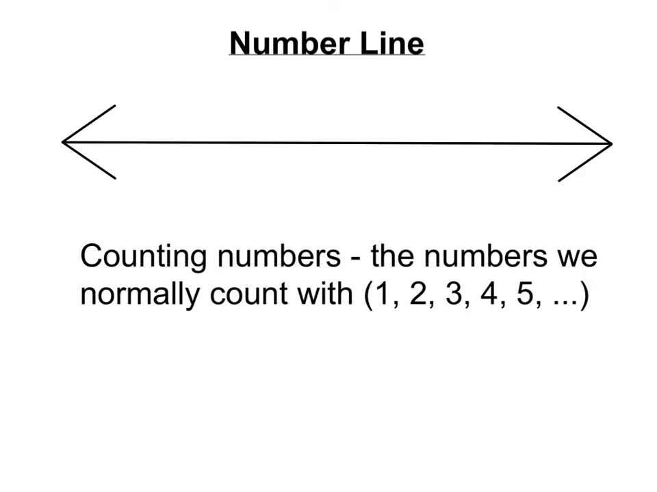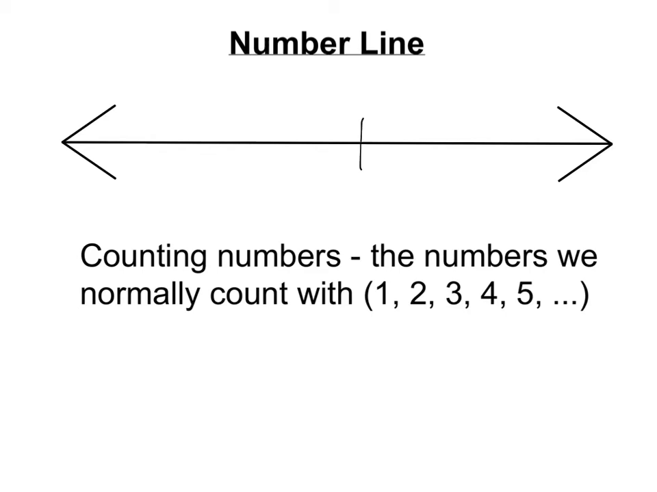A number line is a line that we typically use to represent the relationships between our numbers and the distances between them. On a typical number line, you'll find the counting numbers. Those are the numbers that we normally count with.